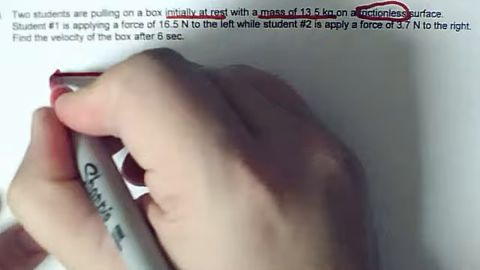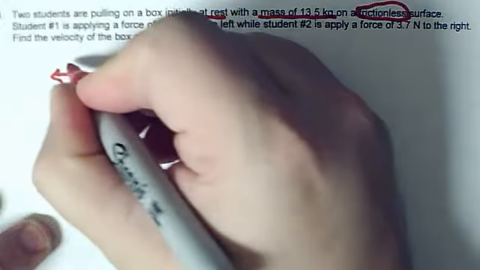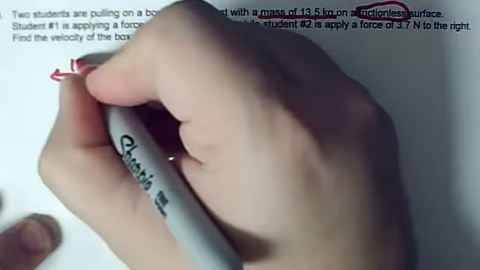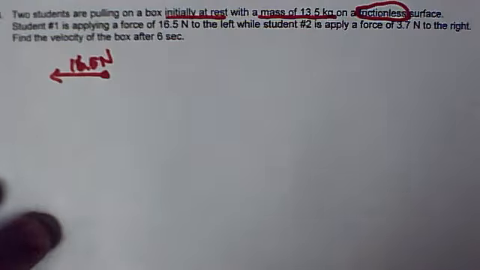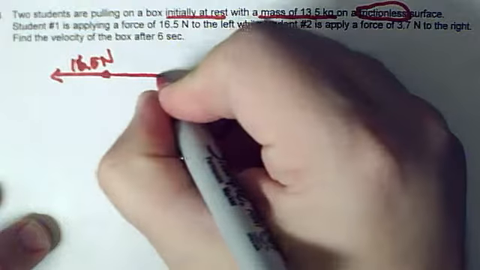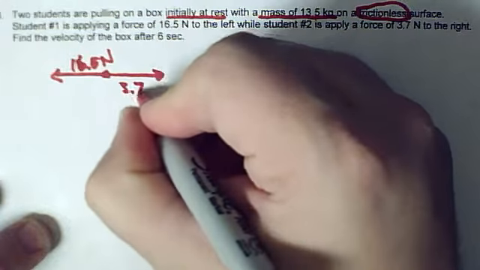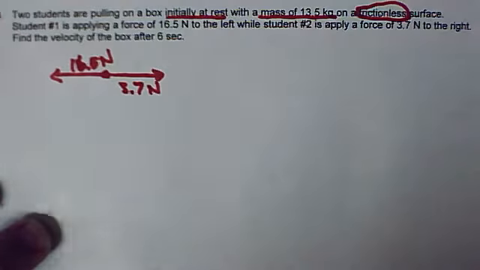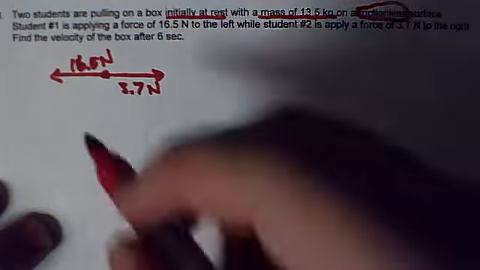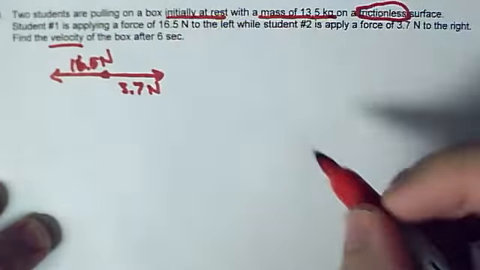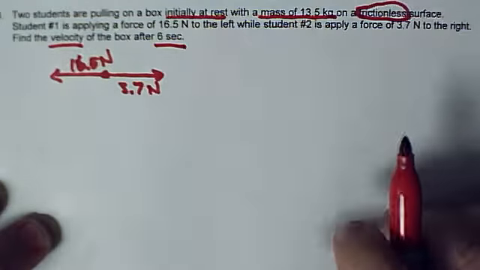So, drawing my free body diagram, I have 16.5 newtons to the left, while student 2 is applying a force of 3.7 newtons. That's 3.7 newtons to the right. Find the velocity of the box after 6 seconds.